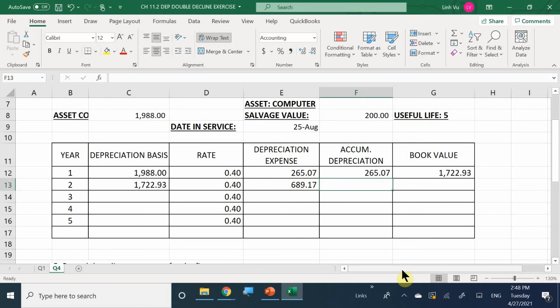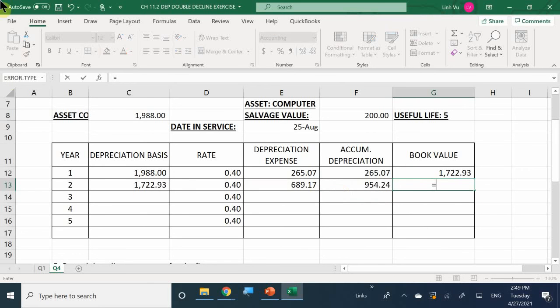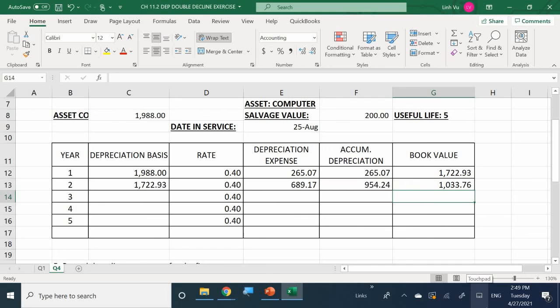Okay. So then, what is going to be my accumulated depreciation? $954.24. Yes. And then book value of $1033.76. Okay. So once again, I'm going to take my 1988 and subtract out my 954.24, and I should get 1033.76. So good. Perfect.